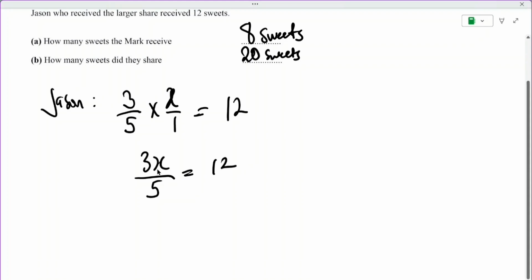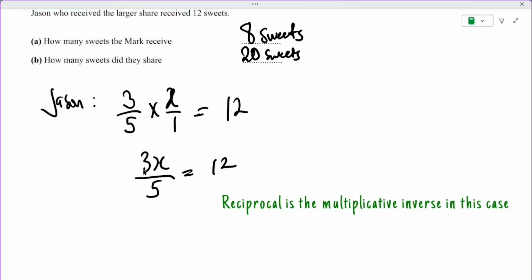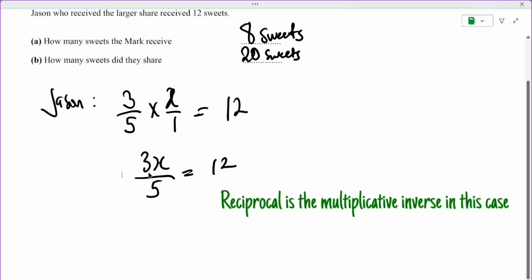We want X to stand alone on the left. So we start by getting the 3 and the 5 off. We can get both of them off together, but it might seem a little complex for some students. So we'll take it bit by bit. To get it done quick, you can just multiply both sides by 5 over 3, which is the reciprocal of the coefficient of X in this case. The coefficient of X is 3 over 5. So if we multiply both sides by 5 over 3, we get the X to stand alone.